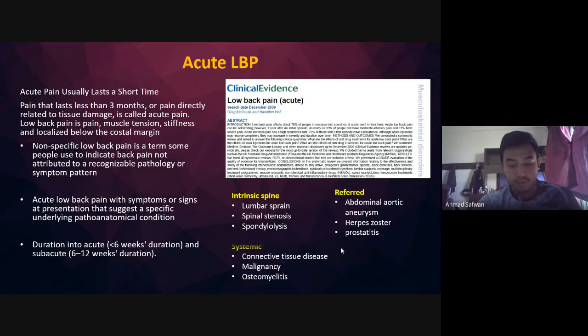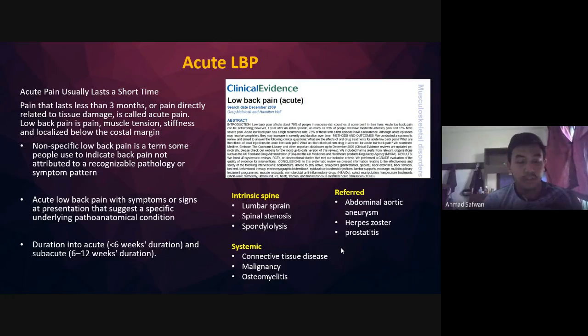So there are three types of acute lower back pain injury. First is the intrinsic spine. This has a few injuries, but I will state three first: lumbar sprain, spinal stenosis, and spondylosis. The sign of lumbar sprain is diffuse back pain, with or without buttock pain, worse with movement and improving with rest.